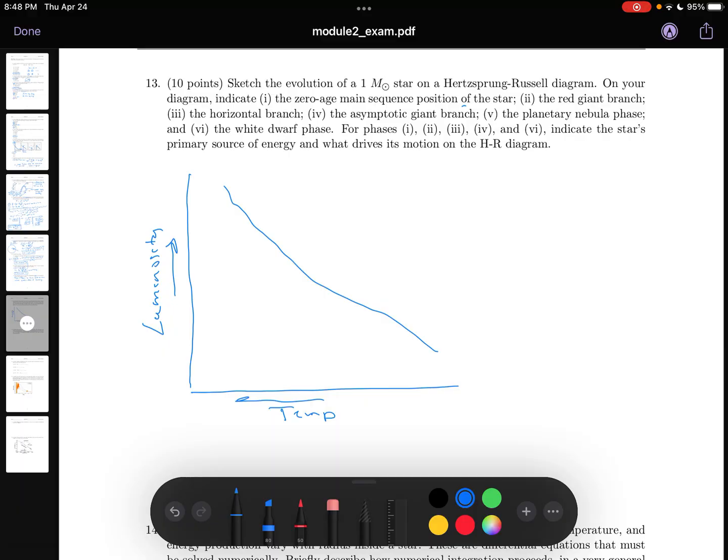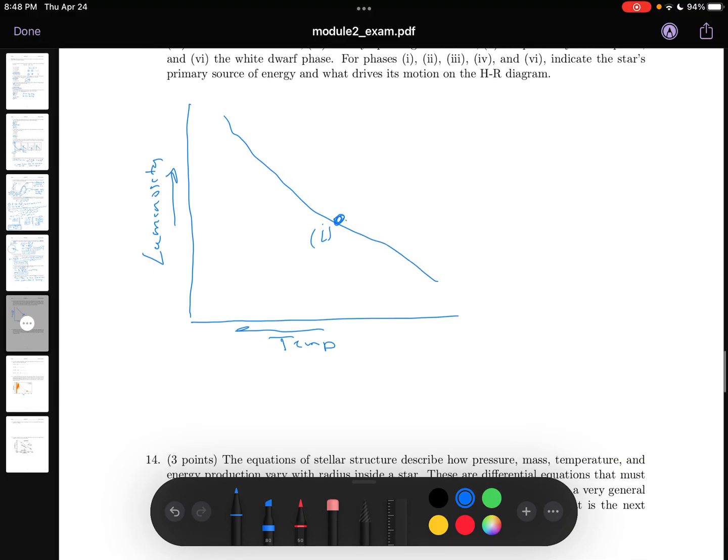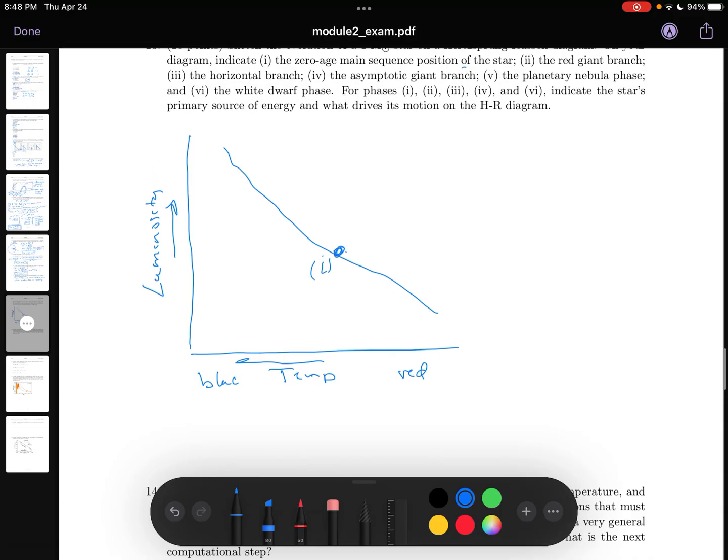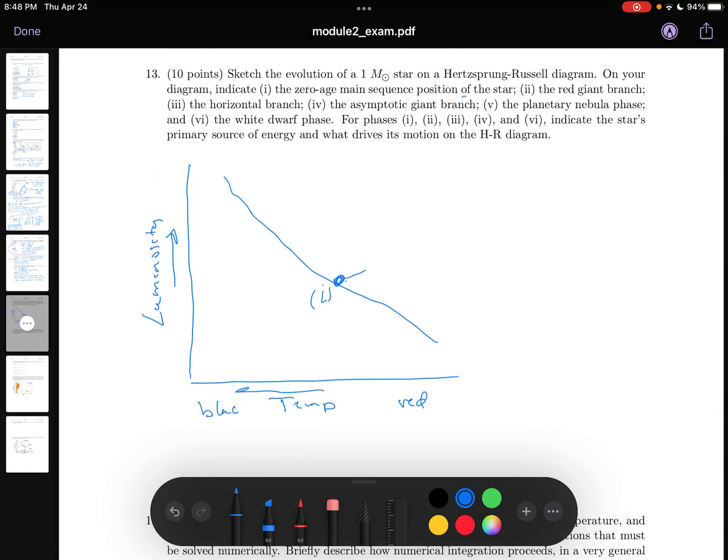Okay, so the sun is going to start on the zero age main sequence, so that's part 1. It's going to go to the red giant. Remember, this is also temperature, it's also color, so we have red here, blue here. So it's going to move toward the red and also increase in luminosity for the red giant. So that's 2. And then it's going to go to the horizontal branch this way. That's 3.